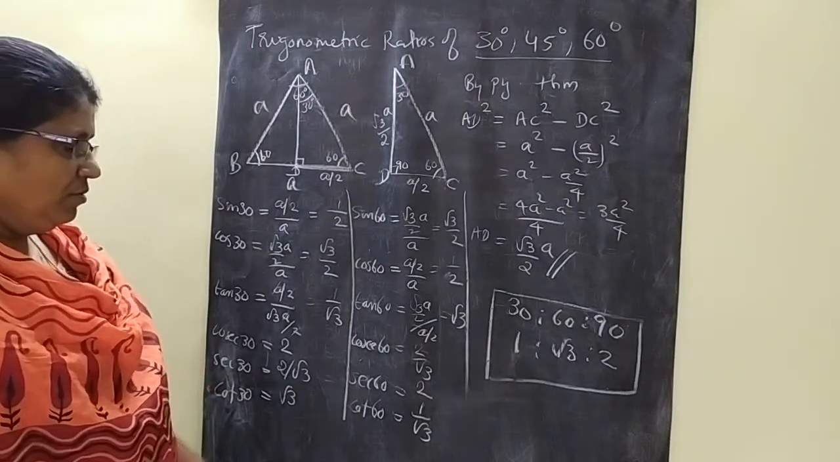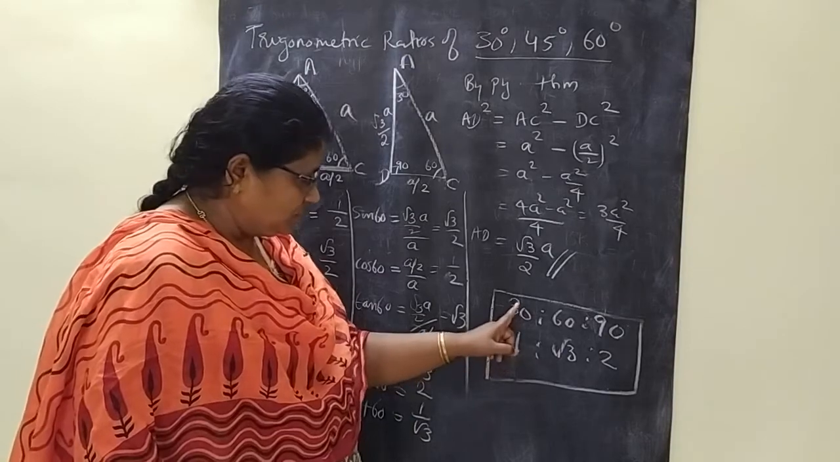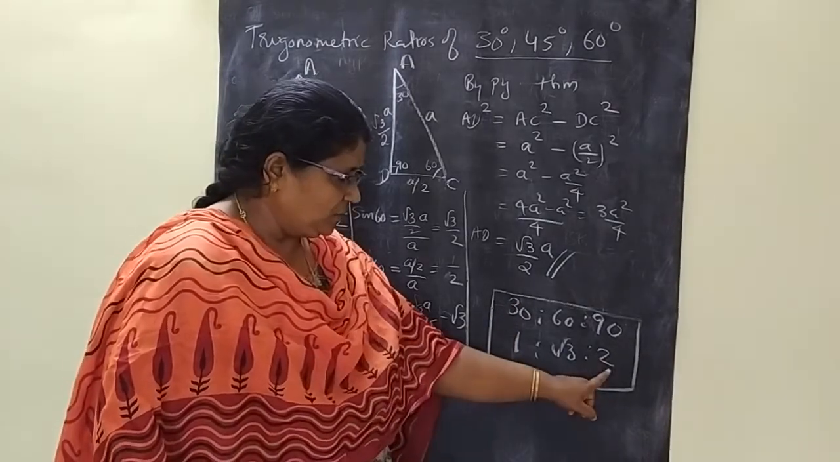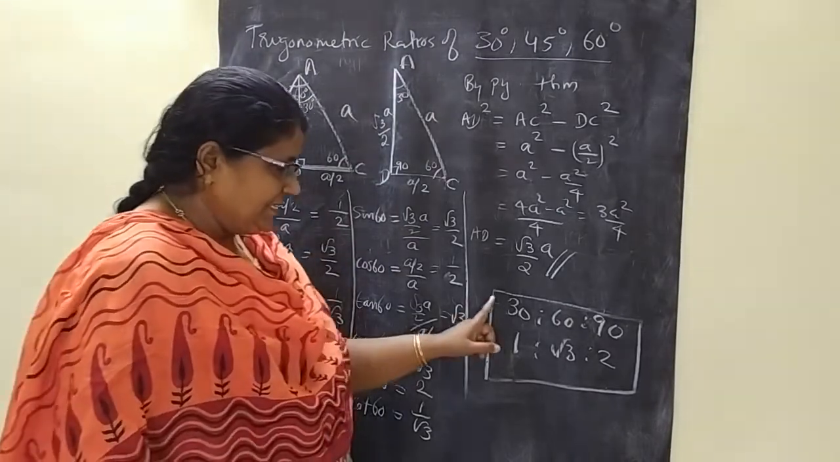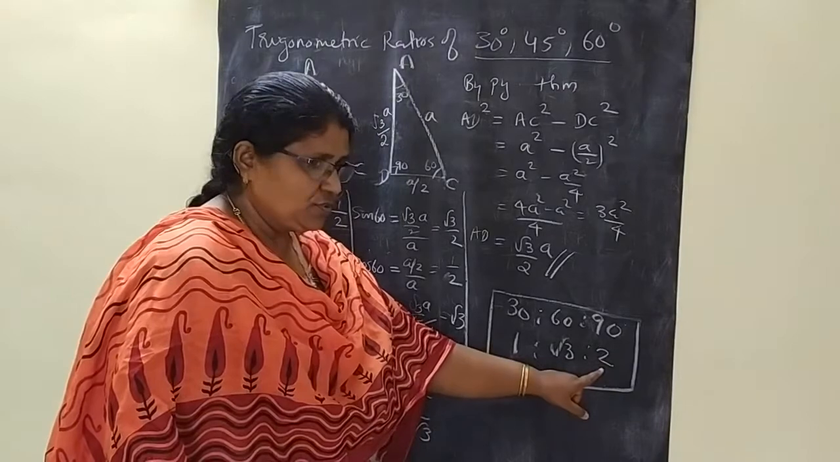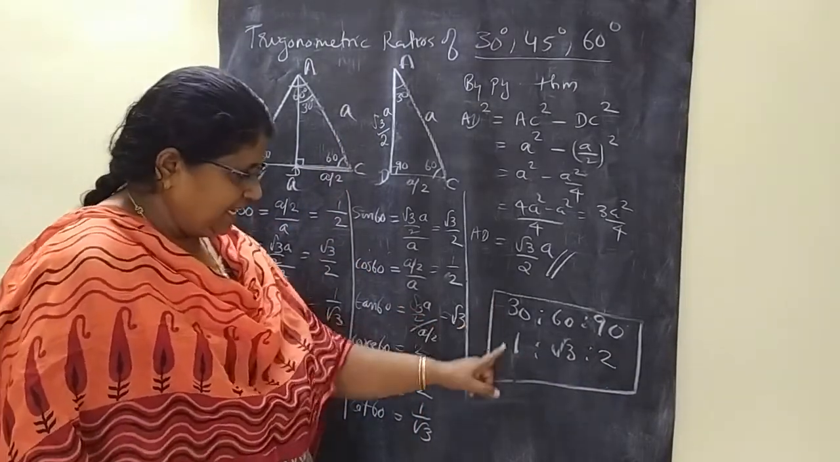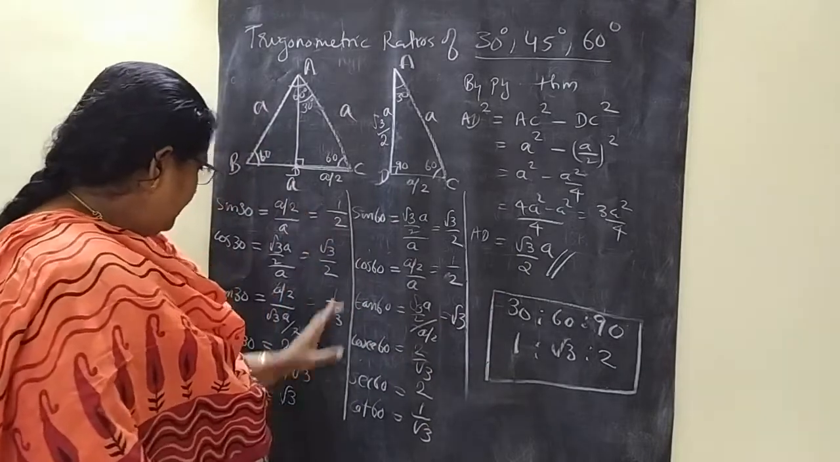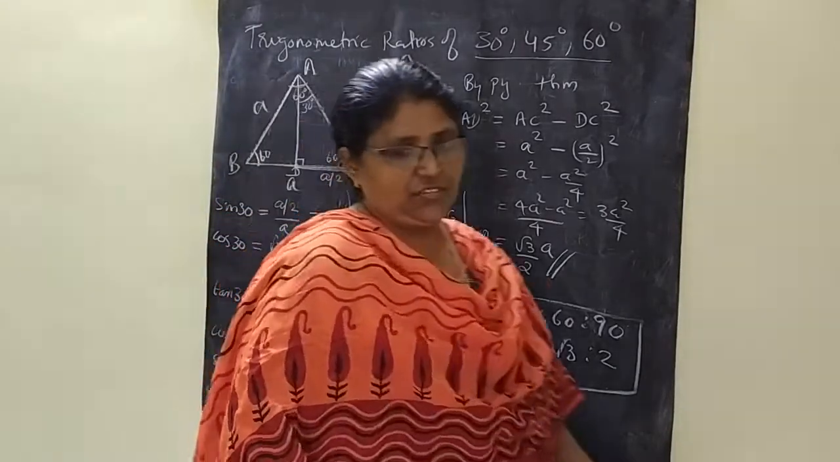Okay. Now you see sin 30. What is the definition? Opposite by hypotenuse. The opposite of 30 is 1, the hypotenuse is 2. So 1 by 2. See, the answer. Cos 30 is adjacent by hypotenuse. Adjacent is root 3, hypotenuse is 2. So root 3 by 2. Okay. So by seeing this you can find the trigonometric ratios of 30 degree and 60 degree.